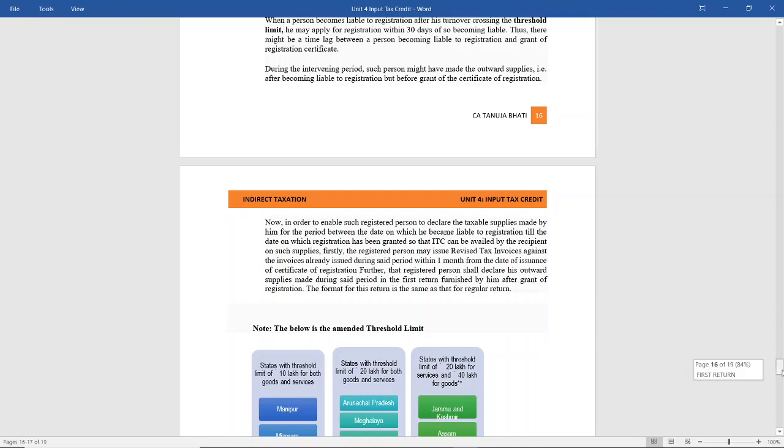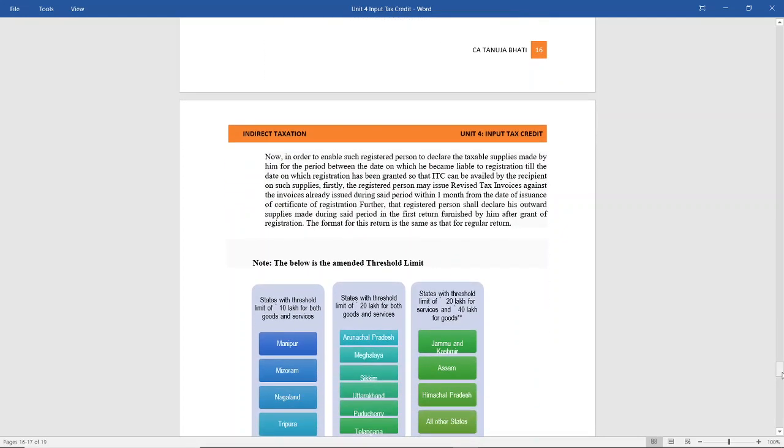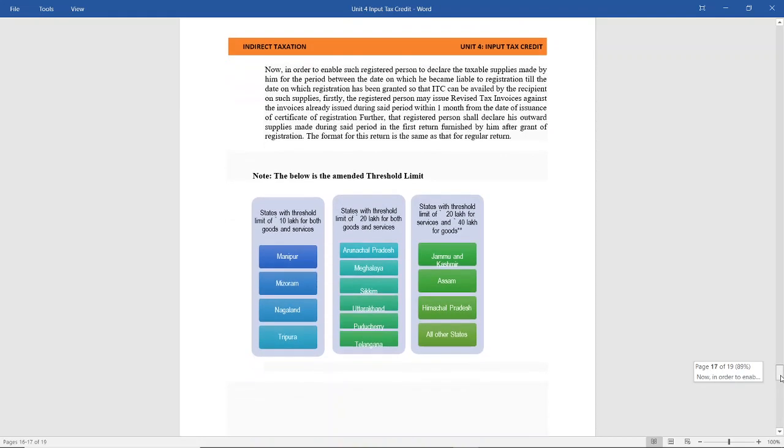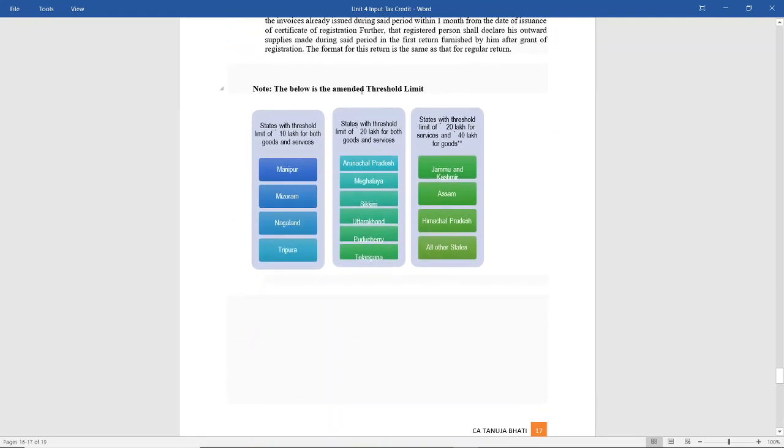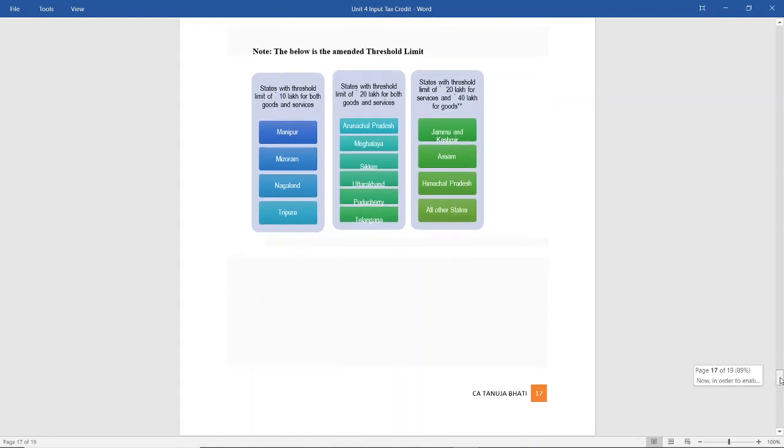And further, what he has to do is declare all the sales that he's made during this period, 17th August to 30th August, in the first return. After the grant of registration, in the first return he files, all the information of the sales made between the period when he is liable for registration up to the period when he gets the GST registration certificate has to be given. And it will be a regular return. The format is the same, regular return. Threshold limit for GST registration, we have already seen this.